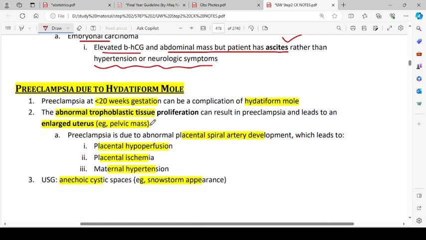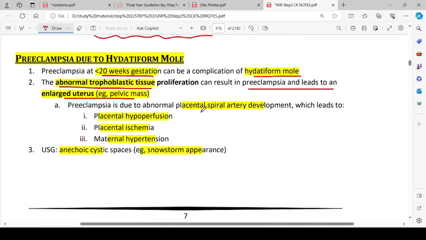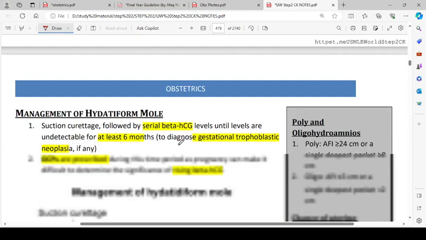Preeclampsia due to hydatidiform mole. Preeclampsia at less than 20 weeks of gestation can be a complication of hydatidiform mole. The abnormal trophoblastic tissue proliferation can result in preeclampsia and leads to an enlarged uterus, for example, pelvic mass. Preeclampsia is due to abnormal placental spiral artery development, which leads to placental hypoperfusion, placental ischemia, and maternal hypertension. On ultrasound, anechoic cystic spaces, for example, snowstorm appearance, will be seen.